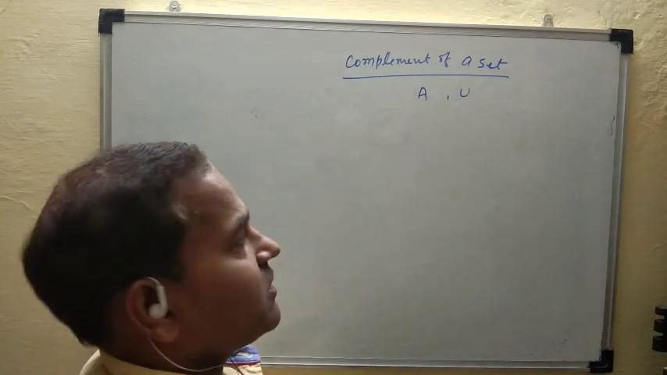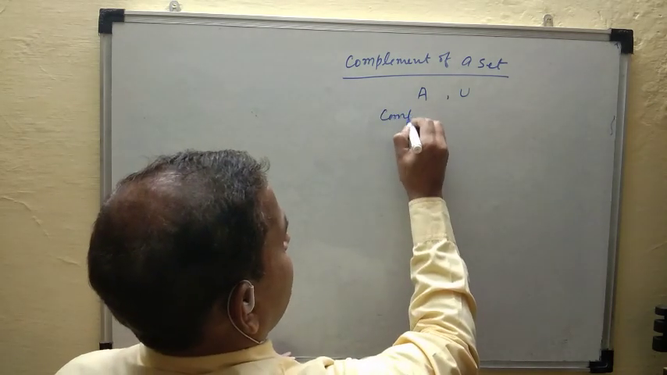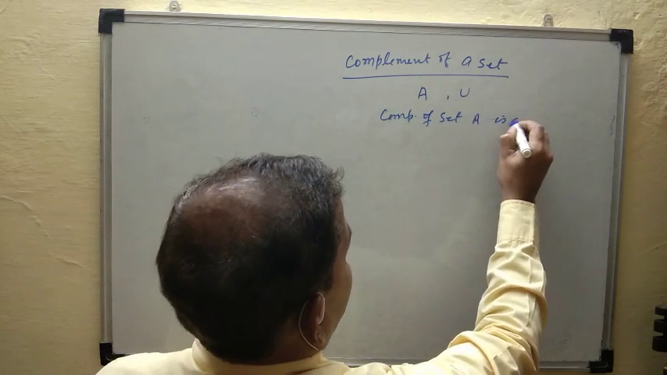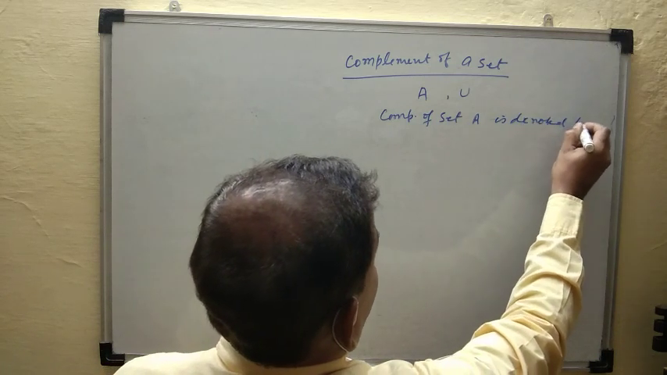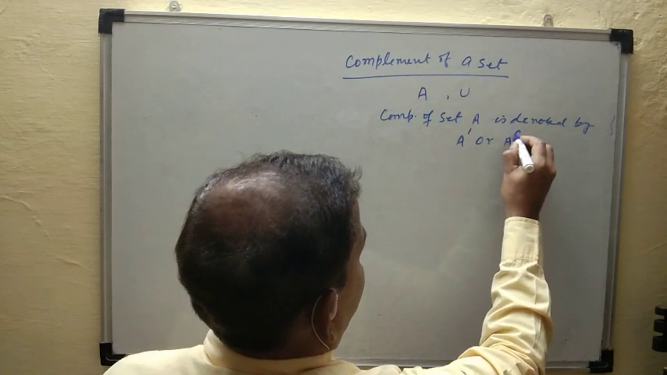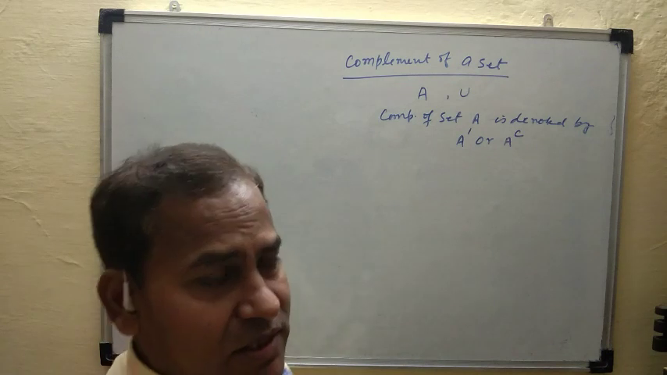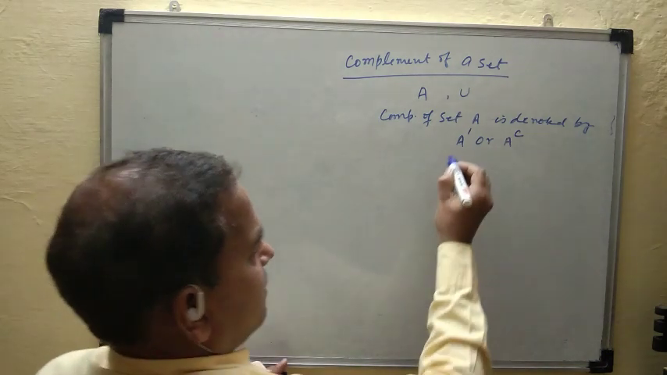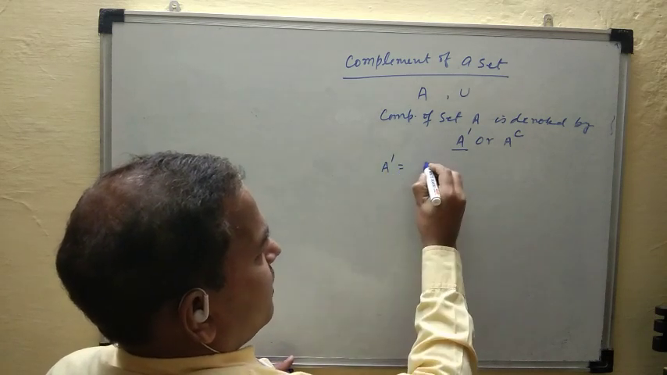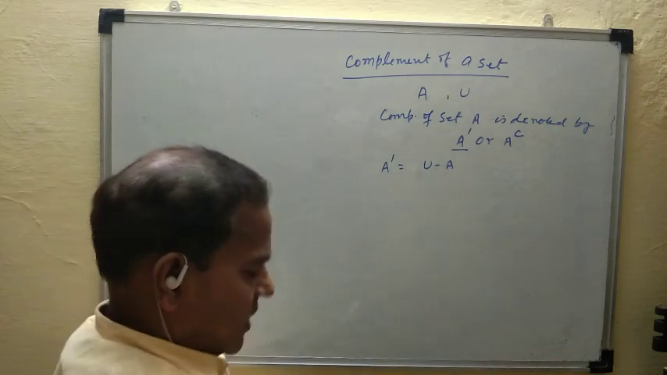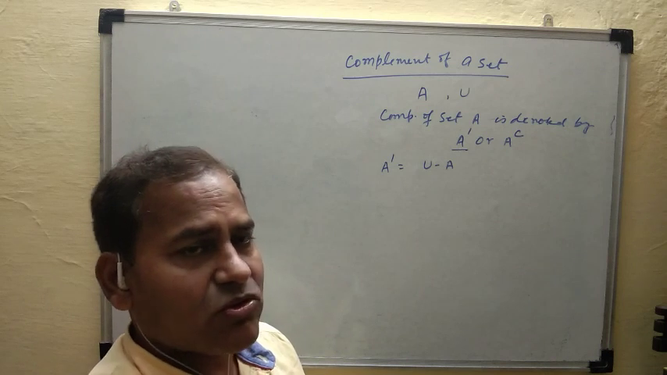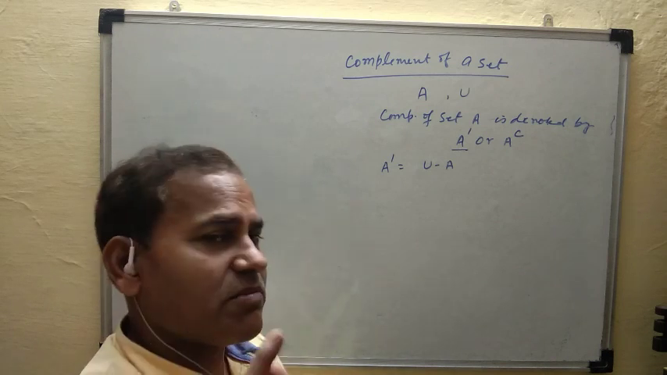Then the complement of set A is denoted by A dash or A to the power C. This is read as complement, generally denoted by this symbol, and defined by A complement is equal to U minus A. That is, to find the complement of any set, subtract that set from the universal set.